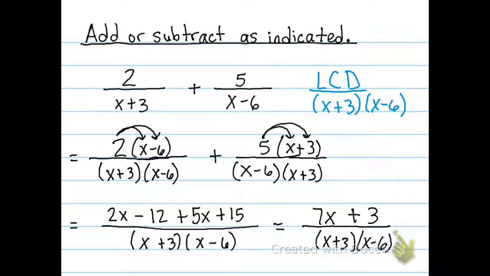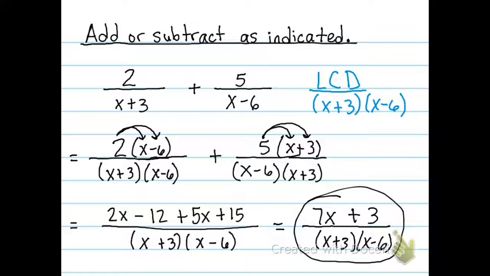Now, the only other thing we might have to do, if the numerator will factor, and once you factor the numerator, if the numerator and denominator have any factors in common, then you can simplify. 7x plus 3, we can't factor that any farther from what we have. And the numerator and denominator here have no common factors, so there's our final answer.